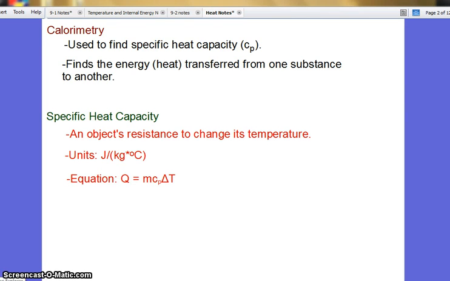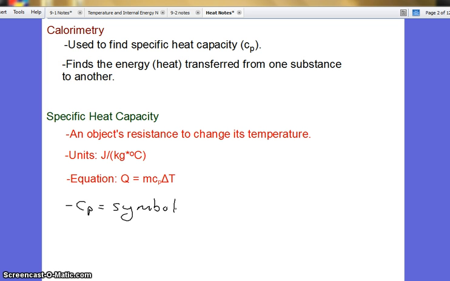Calorimetry is a method used to find specific heat capacity by finding the energy or heat transferred from one substance to another. Now, specific heat capacity is an object's resistance to change its temperature. Its symbol is C sub P, and the C, of course, stands for the capacity part, but the P is really standing for that it's at a constant pressure.